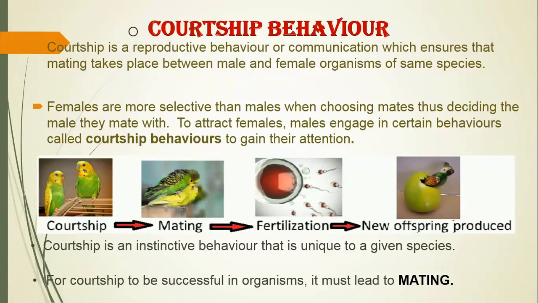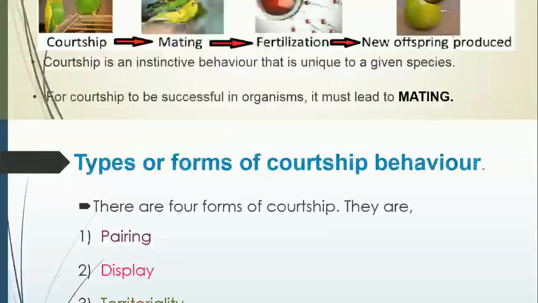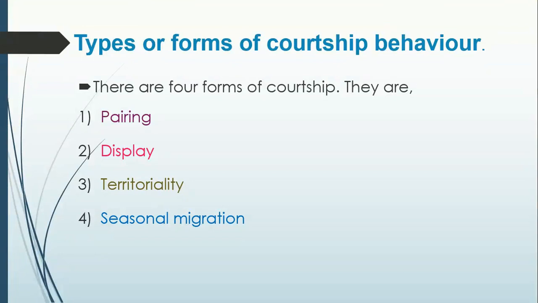Now, courtship is an instinctive behavior. That means every organism is born with it. And so it is unique to a given species. So every species has its own unique courtship behavior. So for courtship to be successful in organisms, it must lead to mating. So if mating does not occur, that means the courtship isn't successful. So let's look at the types or forms of courtship behavior.